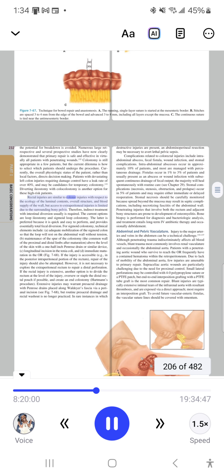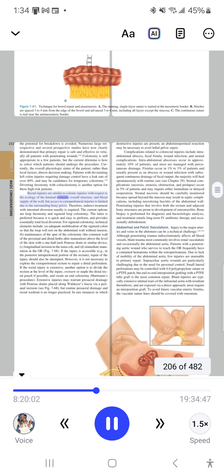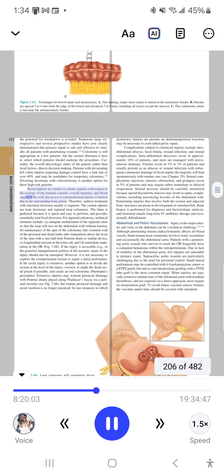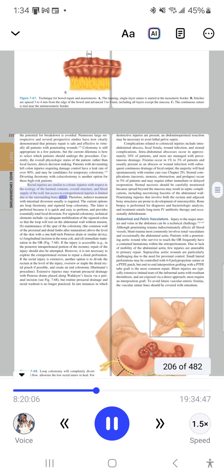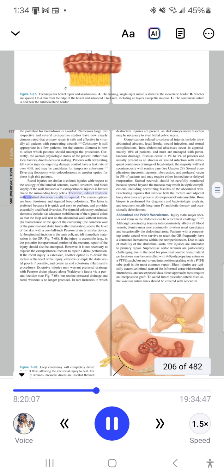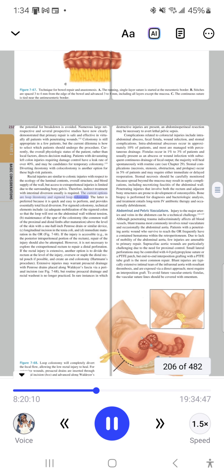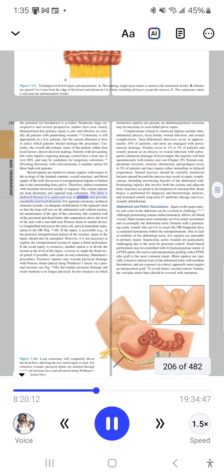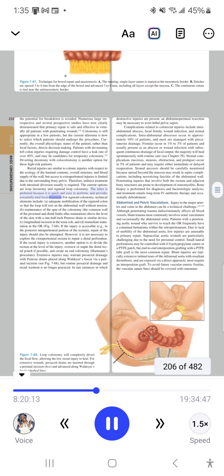Rectal injuries are similar to colonic injuries with respect to the ecology of the luminal contents, overall structure, and blood supply of the wall, but access to extraperitoneal injuries is limited due to the surrounding bony pelvis. Therefore, indirect treatment with intestinal diversion usually is required. The current options are loop ileostomy and sigmoid loop colostomy. The latter is preferred because it is quick and easy to perform and provides essentially total fecal diversion.